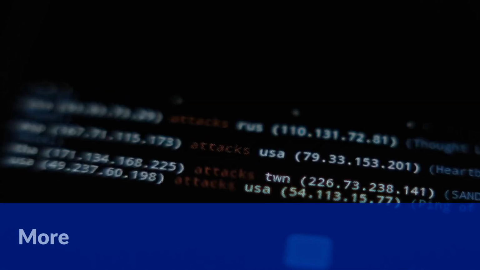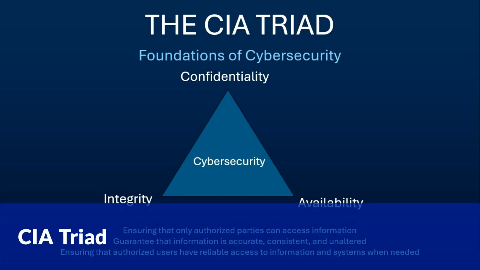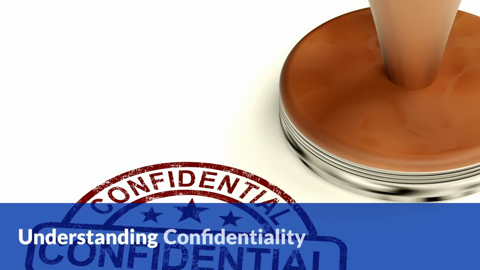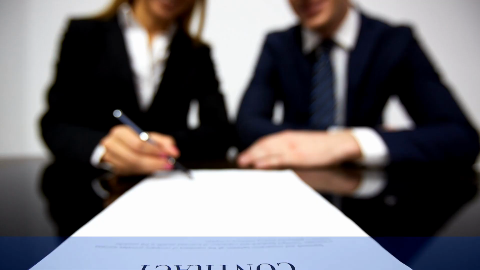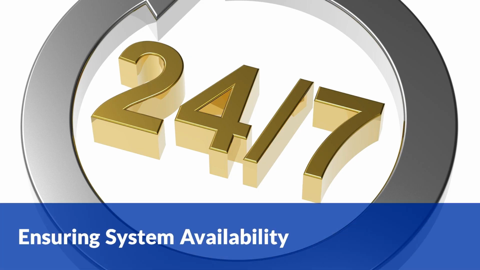It's not just about preventing hacking. It's about ensuring the confidentiality, integrity, and availability of information and services, often referred to as the CIA triad. Confidentiality ensures that information is only accessible to authorized individuals. Integrity guarantees that data remains accurate and unaltered unless changed by an authorized process. Availability ensures that systems and information are accessible when needed.